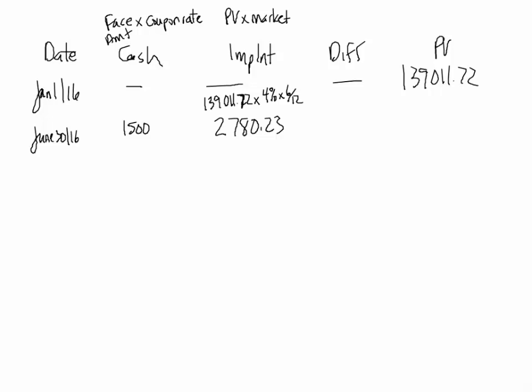Well, that makes sense because we have to make up the shortfall. So if we now take the $1,500 and subtract the $2,780.23, that means we are paying an extra $1,280.23. We're not paying it right now. We're still only paying the $1,500, but in effect, we're increasing the present value. So we're going to add this in here. 139,011.72 plus 1,280.23 is equal to $140,291.95.